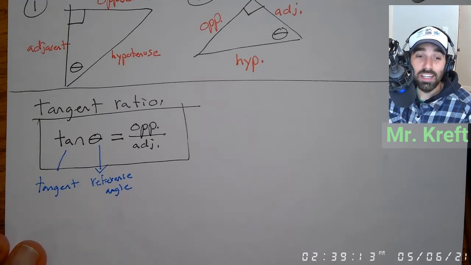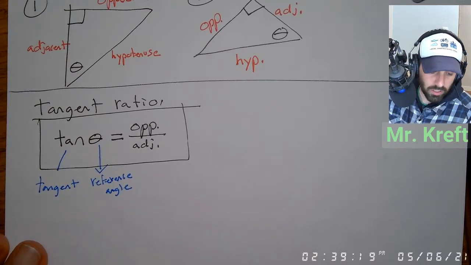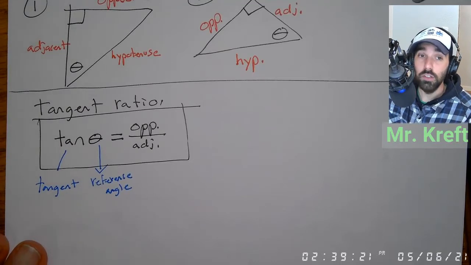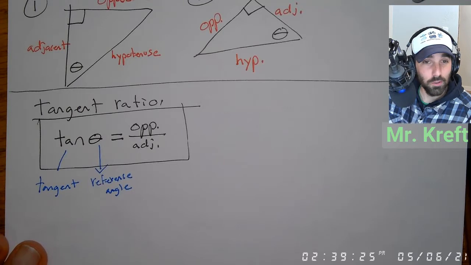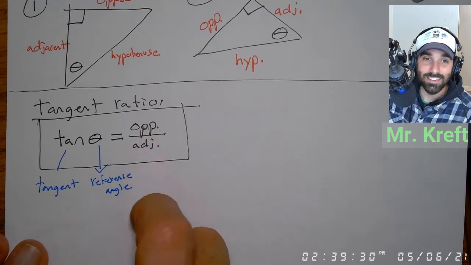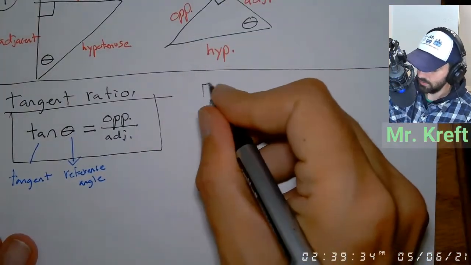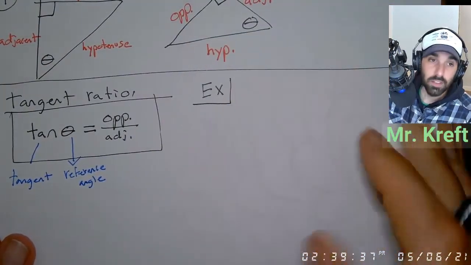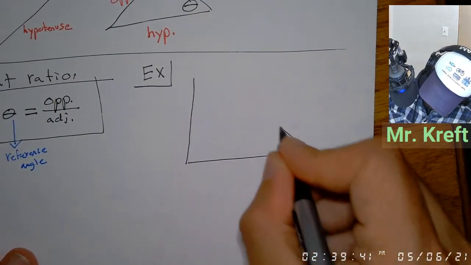Okay, now before we get into the function part of this, you guys have this down. This is the tangent ratio. The first thing we're going to do is just practice finding the ratio. Okay, we're not going to use the function. We'll do that in a little bit. But first, let's just practice writing the tangent ratio. Okay, so let's take an example of this.